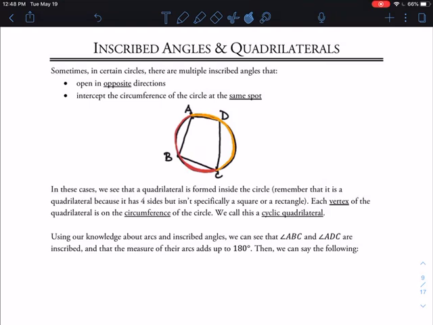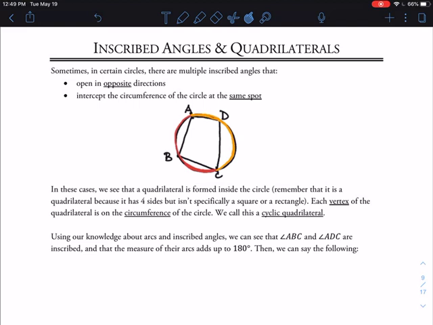Hey grade 9s, alright, let's do this next lesson about inscribed angles and quadrilaterals. So, we just looked at inscribed angles in lesson 3, and that's talking about when we have an angle that has the vertex on the circumference of the circle instead of in the center. And today we're going to extend that knowledge to when we have more than one inscribed angle.